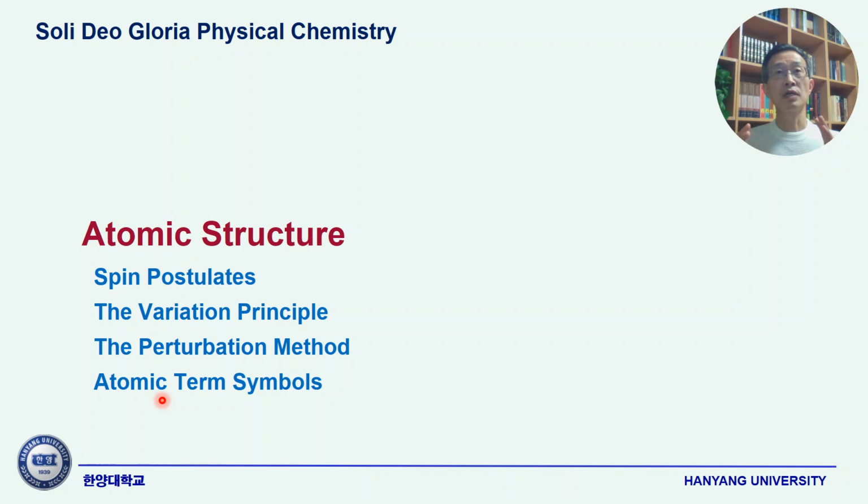And then, for a hydrogen-like atom orbital, we say something like 1s orbital or 2s orbital, 2p orbital, like that. So for a many-electron atom, we have one kind of symbol that designates the state of the atom, that is the atomic term symbol. So let's begin.